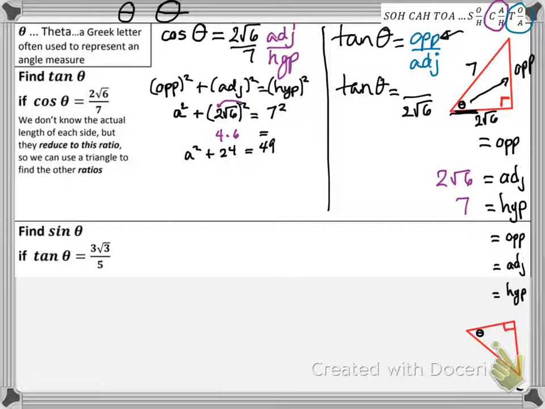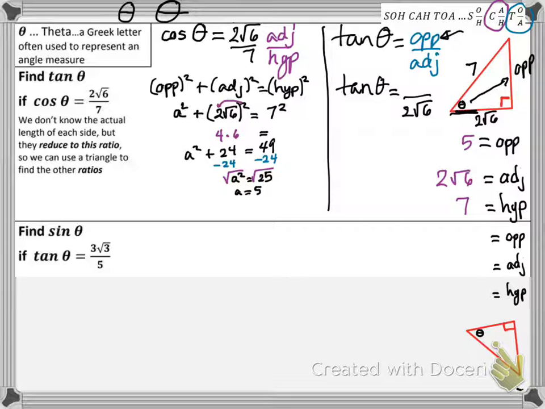And I want the a by itself, so let's do minus 24 on both sides. And that gives me a squared equals 25. Oh, this one's nice. I'm going to be able to use a nice whole number this time. Square root on both sides. Yes, please show me the square root symbol. A equals 5. Good. And we said a was my opposite. So I'm going to come over here and write opposite side was 5.